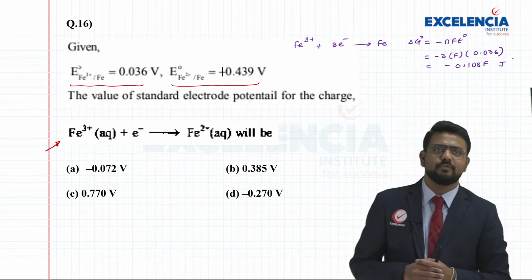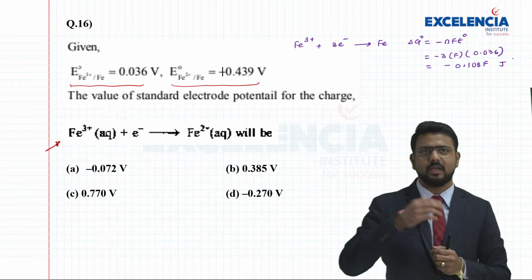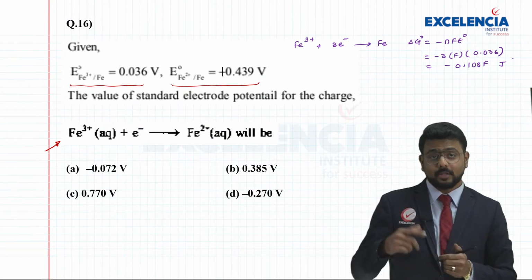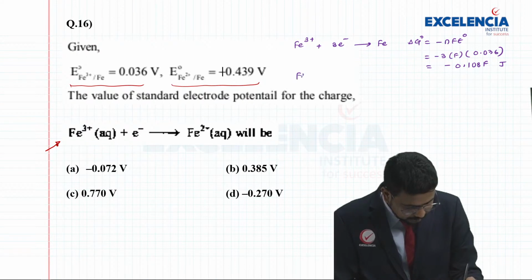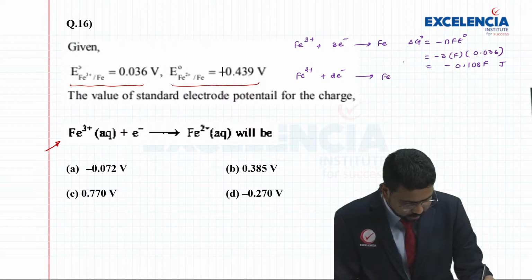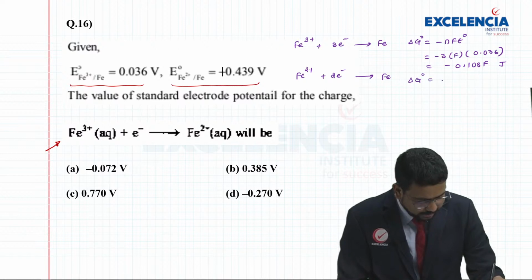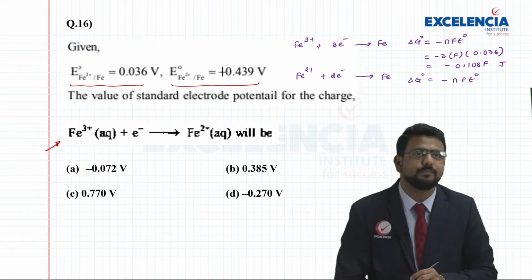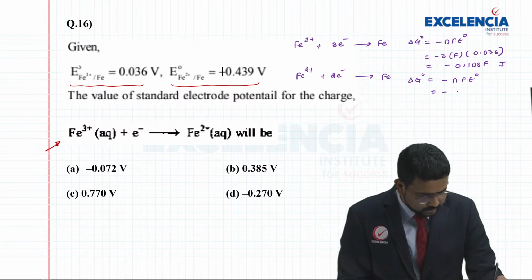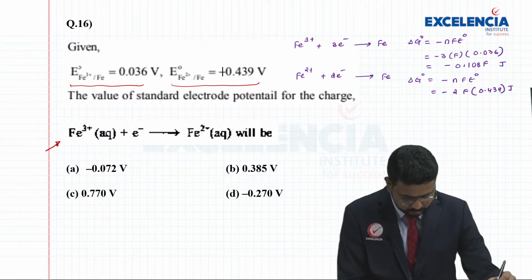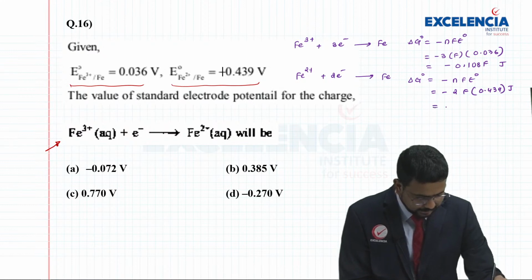Now this is the Gibbs energy change we found for the first reaction, I mean Fe3+ changing into Fe. For the second one, Fe2+ plus 2 electrons is again obviously changing into Fe, right? So for this particular reaction, delta G naught again is negative nFE naught. Now in this case, obviously the n value is nothing but 2, and the E naught value is positive 0.439, so your value here will come out to be negative 0.878 F joules, yes or no?